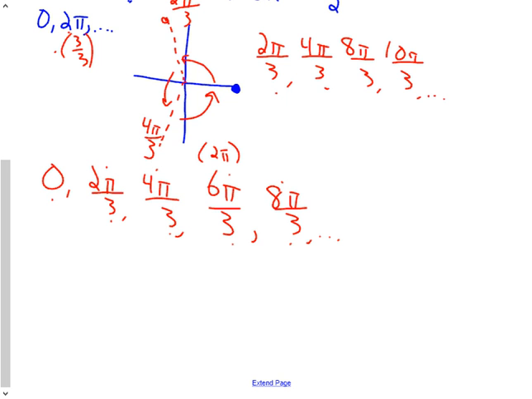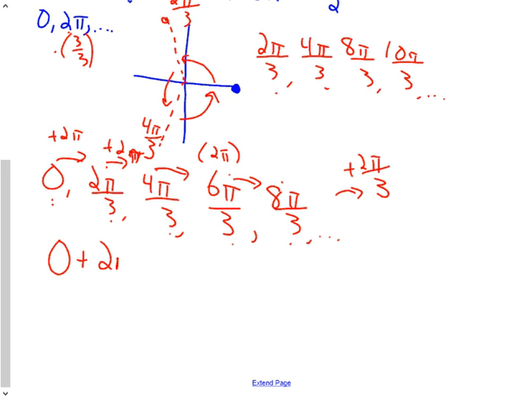So this means we're adding 2 pi thirds continually. So we have this plus 2 pi thirds pattern going on, with our first one being 0. So this is another one of those 0 plus 2n pi thirds, and then we just get rid of the 0. So our answer is going to be 2n pi thirds.